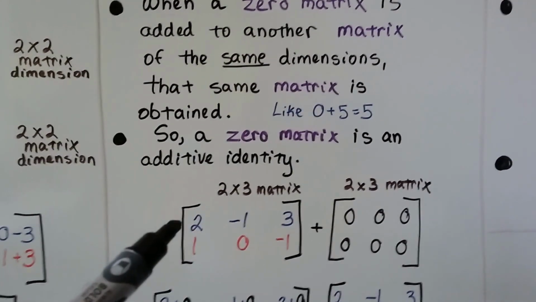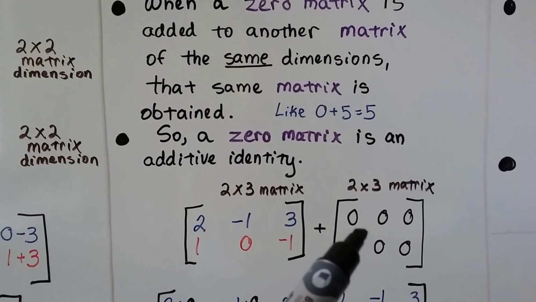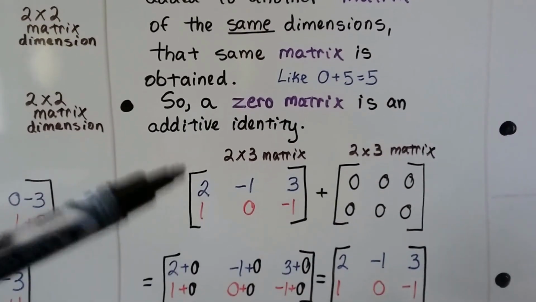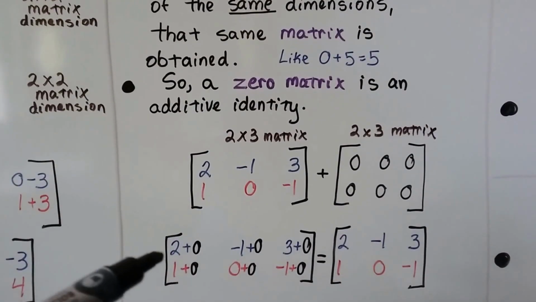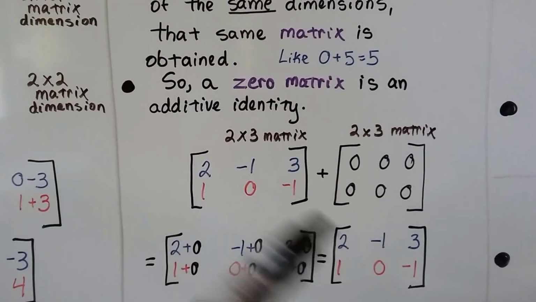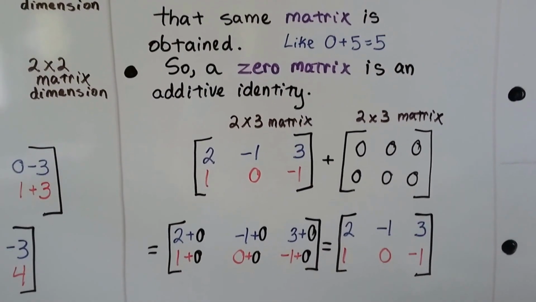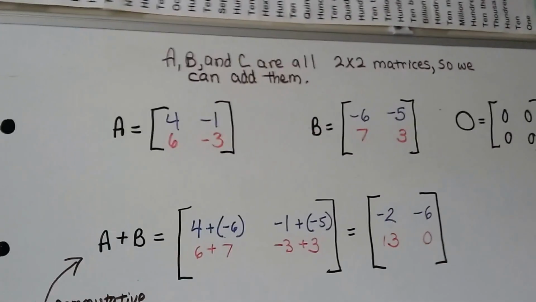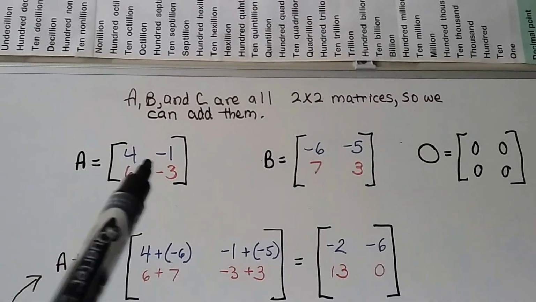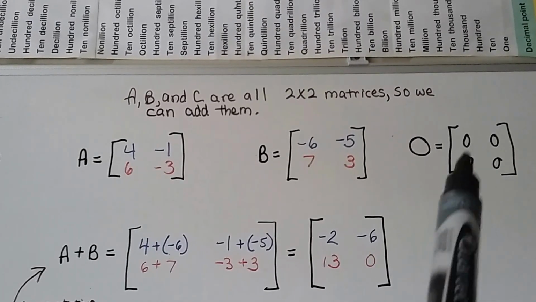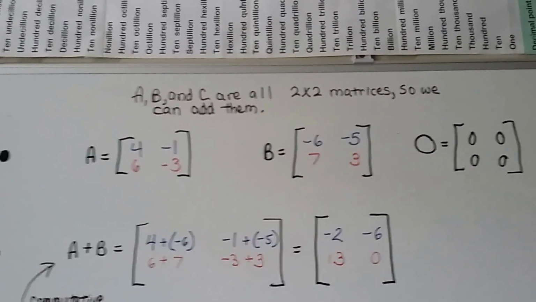So if we have this 2 by 3 matrix and this 2 by 3 matrix, and this is a zero matrix, and we add them together, we're just going to get this guy again, aren't we? We add the zeros to them, we get the exact same matrix, see? All right? Now we've got 3 different matrices. We've got A, B, and this O here has all zeros. It's a zero matrix, isn't it?